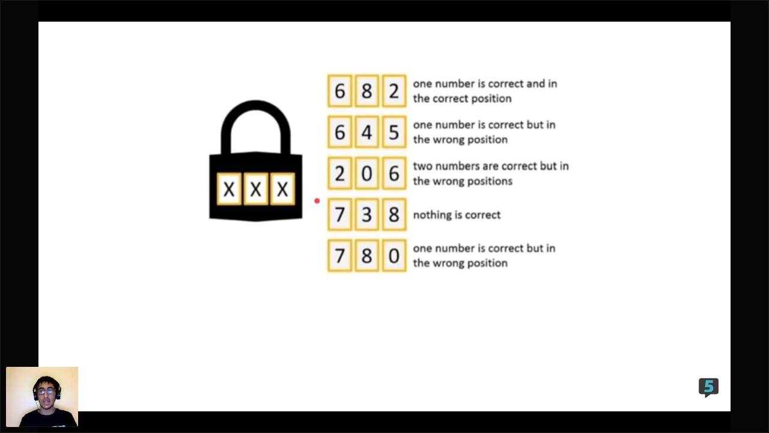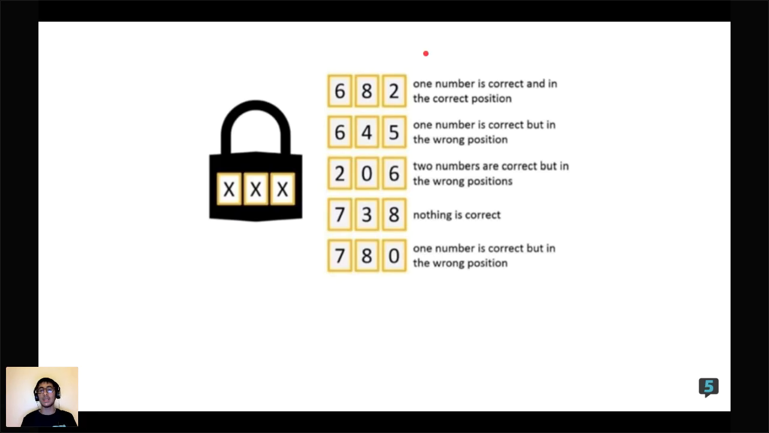Then I'll go to the next line, and I see that 7, 3, and 8, nothing is correct. So I can take out the 8 from here, so I know 8 is not in the answer. And I can go to the bottom and see 7 and 8 are not there, so I know 0 is in there. I know 0 is not in this spot, because it says one number is correct in the wrong position. I know it's not 7 or 8 because of this line, right? And I know 0 is not in this line because it says two numbers are correct but in the wrong position, meaning it must be in the first spot. So that leaves me knowing that 2 is either in the second spot or the third spot. And I know 8's not in the answer at all from this line.